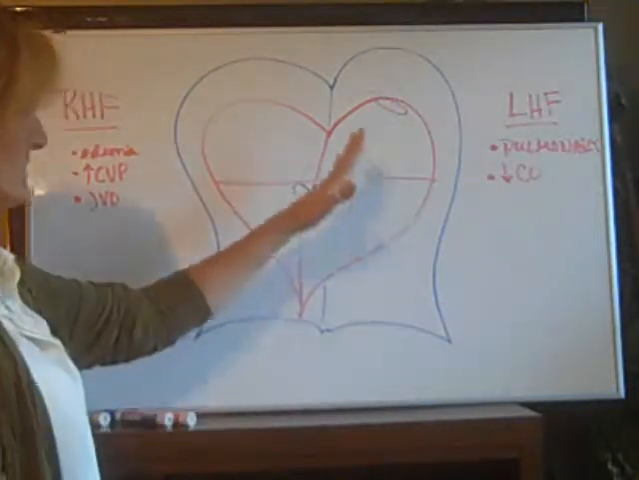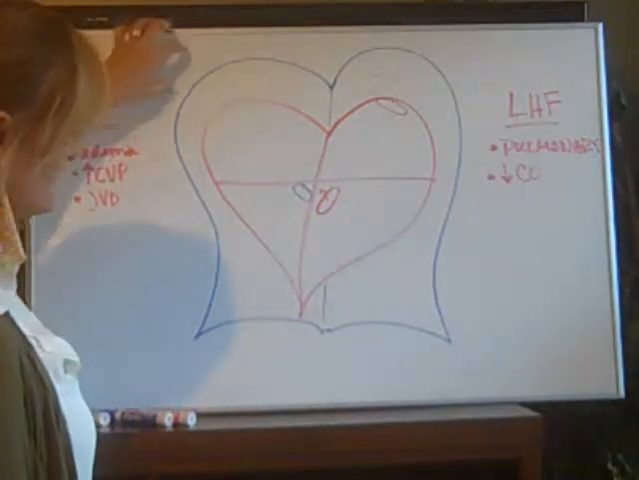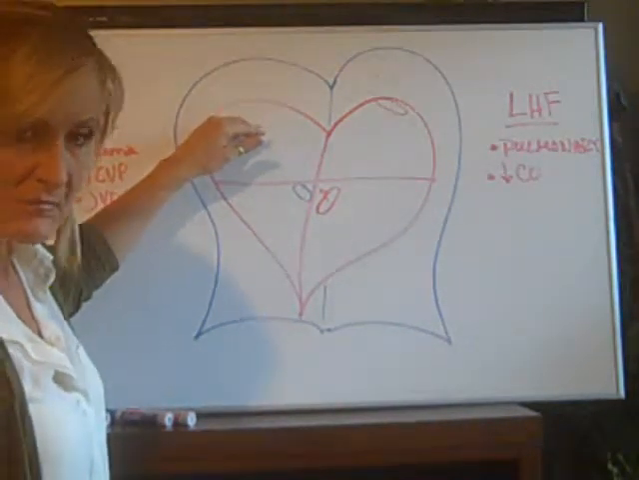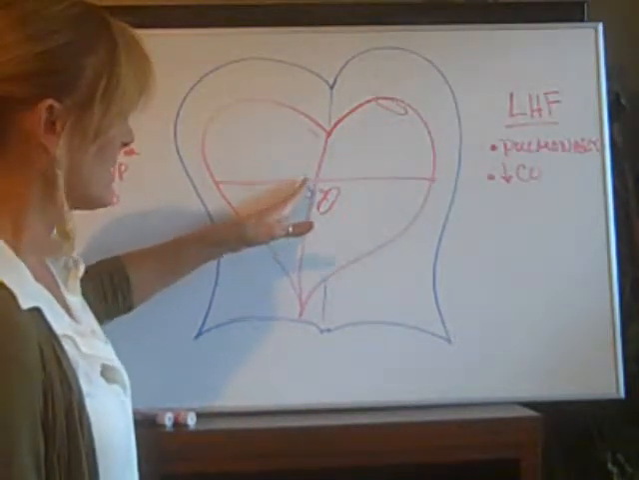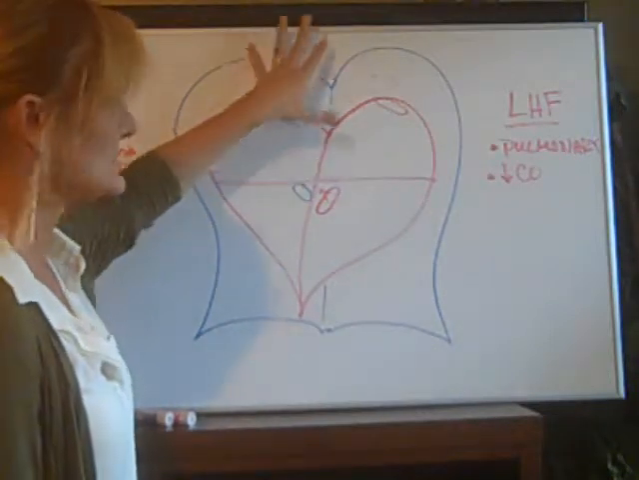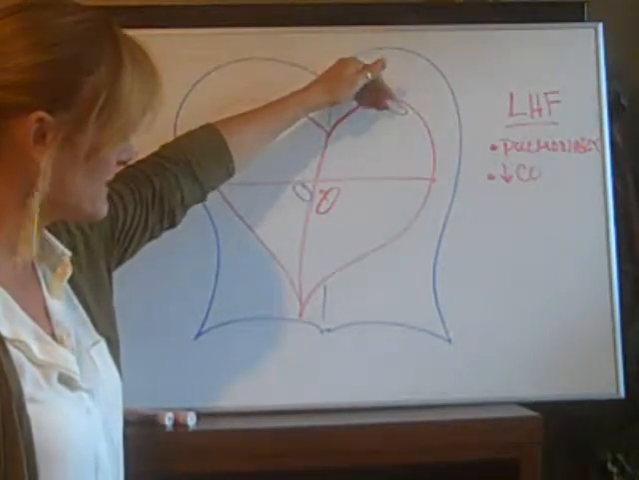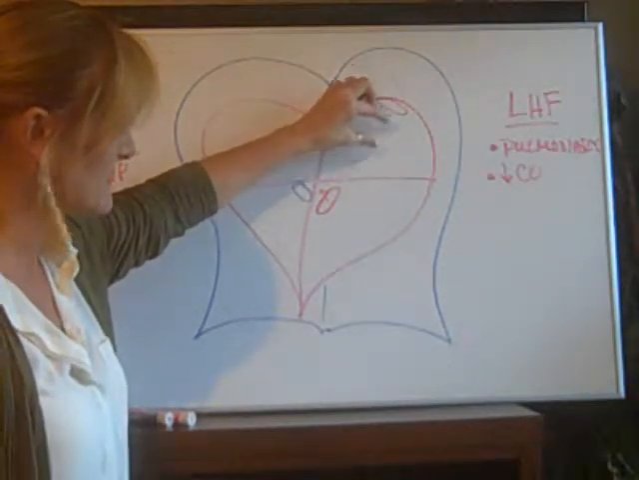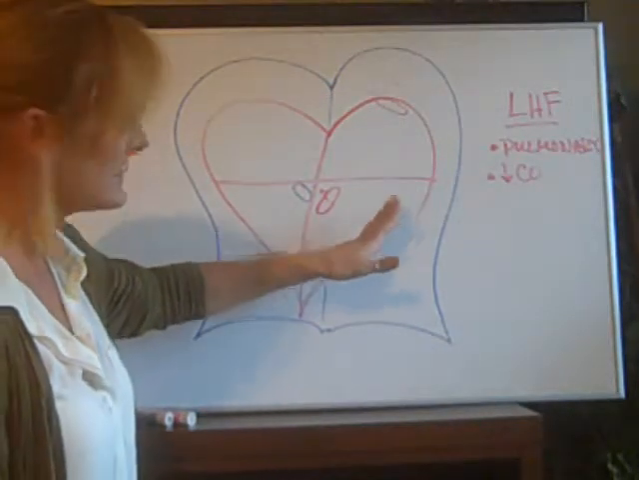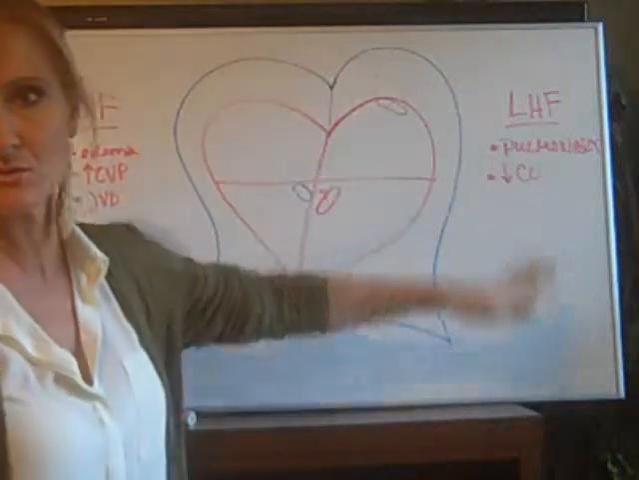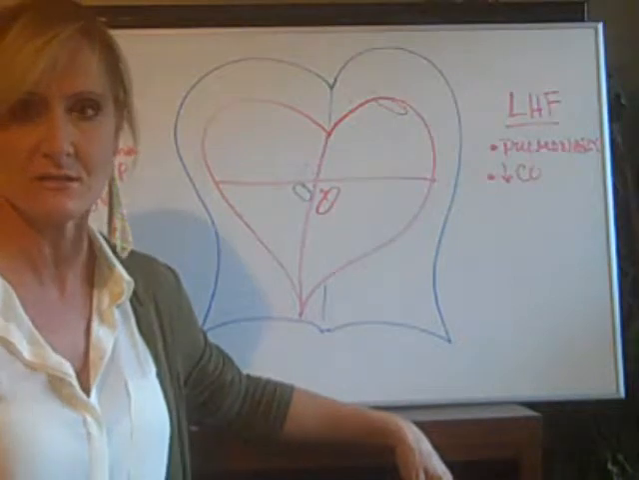Basic review, you've got the right side of the heart. The blood comes back from the veins, drops into the right atrium, goes into the right ventricle, goes into the pulmonary artery, goes to the lungs where it picks up oxygen, comes back through the pulmonary vein, dumps into the left atrium, dumps into the left ventricle, out through the aorta to all parts of the body with oxygenated blood in the arterial system.